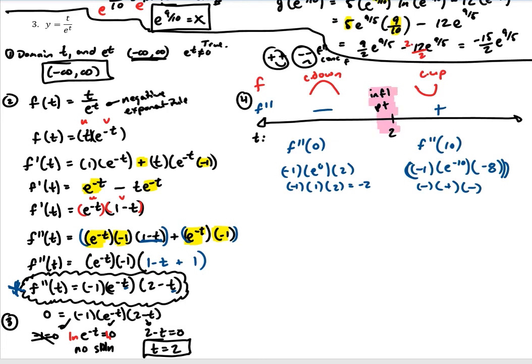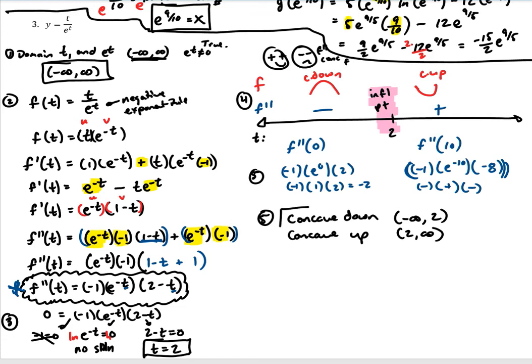Okay, so it changed concavity, so that means we have an inflection point. All right, well, this was part of step 5, and then to finalize step 5, I'm just going to state what these are as intervals. So it's concave down from negative infinity to 2, and then it's concave up from 2 to infinity. So there's that portion. Let's go ahead and box it up.